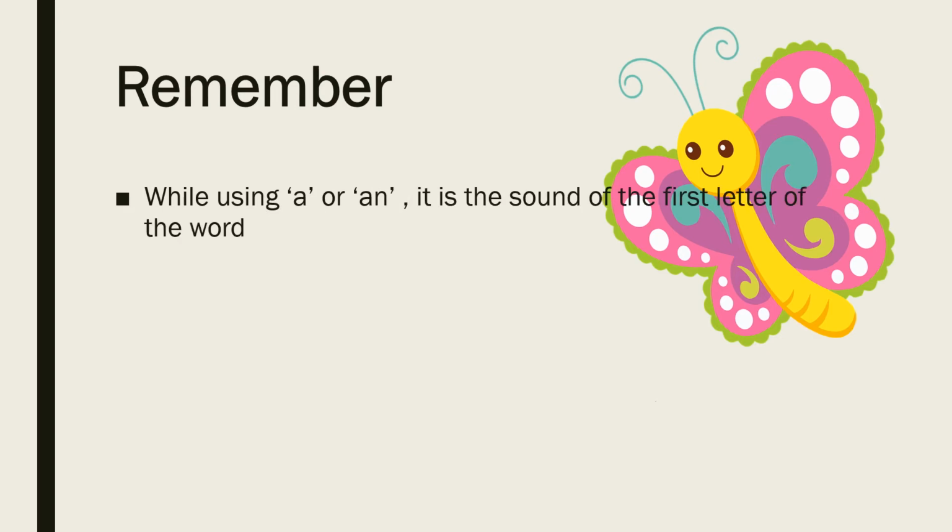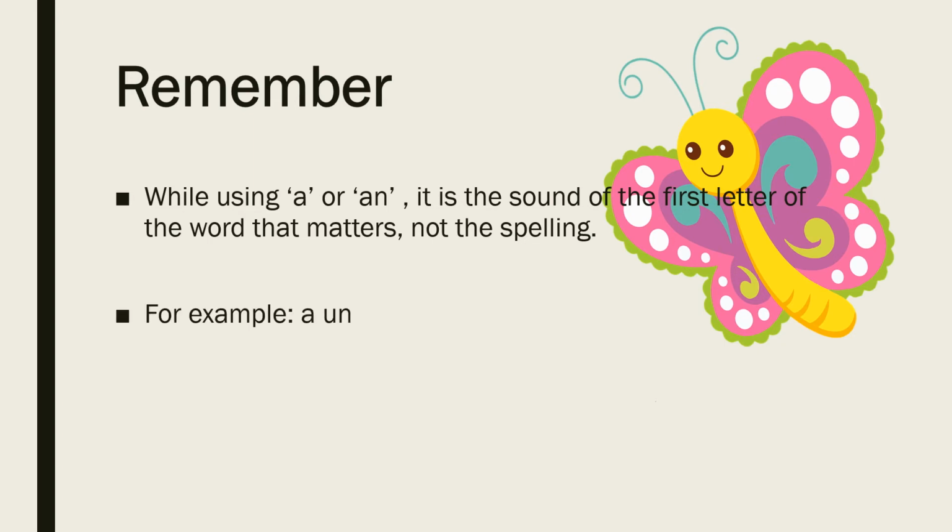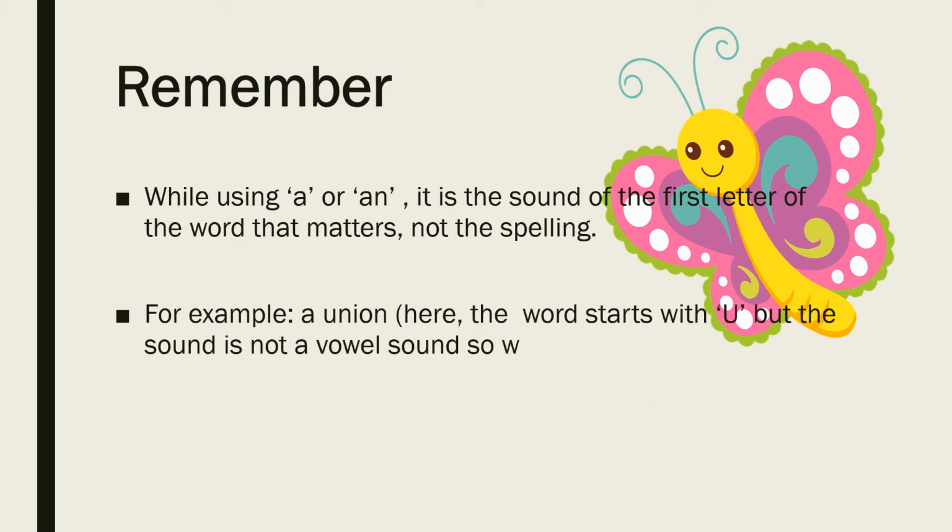Now there is a point to remember which I have already told you, but let us see again. While using a or an, it is the sound of the first letter of the word that matters, not the spelling. I have explained it to you. For some exception examples we will see here. A union. So here this word union, U-N-I-O-N, starts with U, but the sound does not come of a vowel. It is coming like a Y, which is a consonant. So we will use a with union.